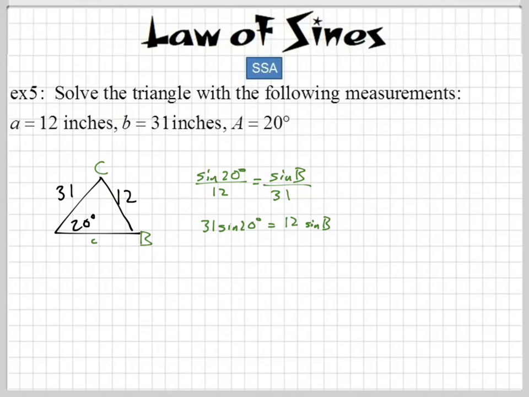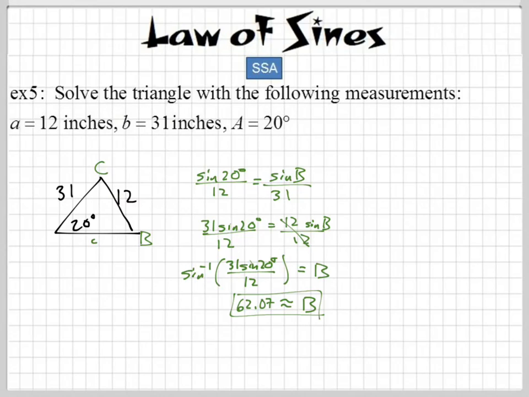How do we get rid of 12? Well, you divide by 12. We've done this before. Okay, how do we get rid of the sine? So we have sine inverse of 31 sine of 20 degrees over 12 equals B. All right, what'd you guys get? 62.06? So it's 62.1. And don't forget, this is approximate. Would you round it to 62.1?